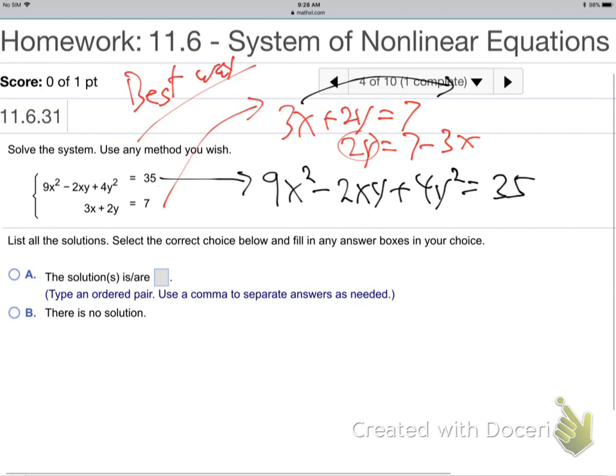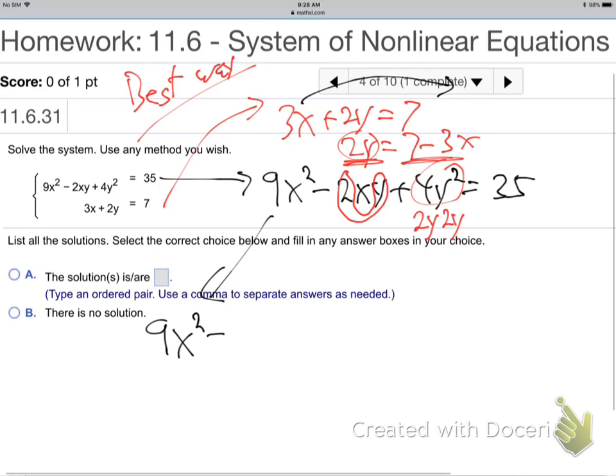Why would that be a good idea? Why would that be nice? Because I have 2 and y right here. And what is 4y squared? 2y times 2y. So I'm looking at that and going, oh, 2y and 2y, that way I can avoid fractions. I can just find out what 2y is, no fractions, and pop in for 2y instead of popping in for y, because all the y's have a 2 next to them. Do you see that?